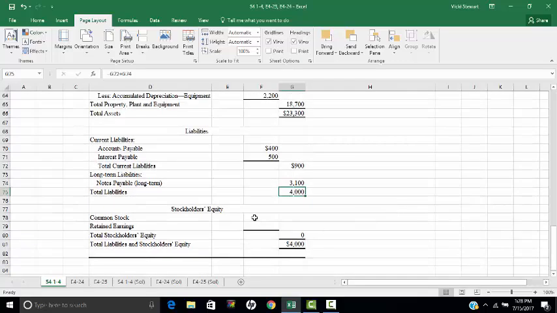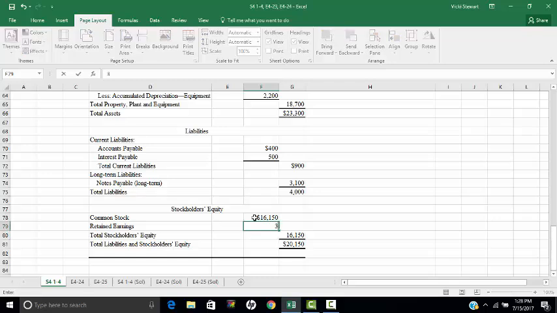Then we'll list again our common stock, $16,150, and our retained earnings that we've got from our statement of retained earnings, and we get a subtotal again for total stockholders' equity, and then total liabilities and stockholders' equity is $23,300, which equals total assets of $23,300. And that is the conclusion of the demonstration for the exercises S41 through S44.